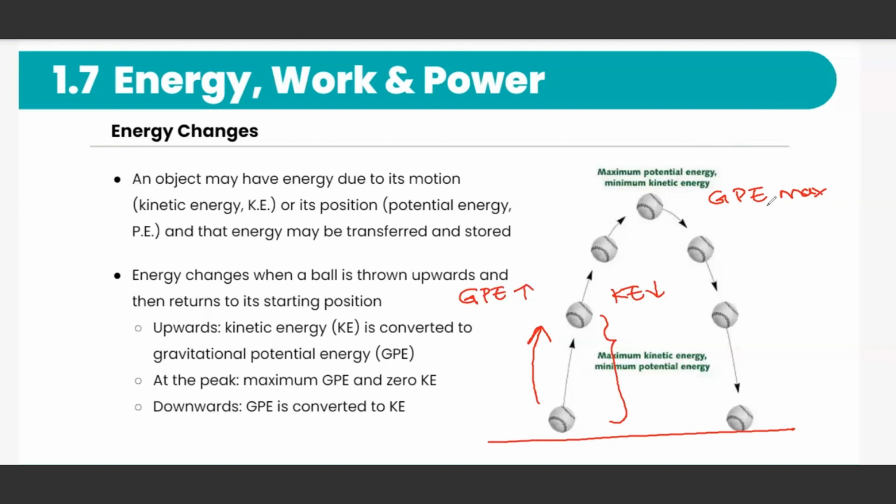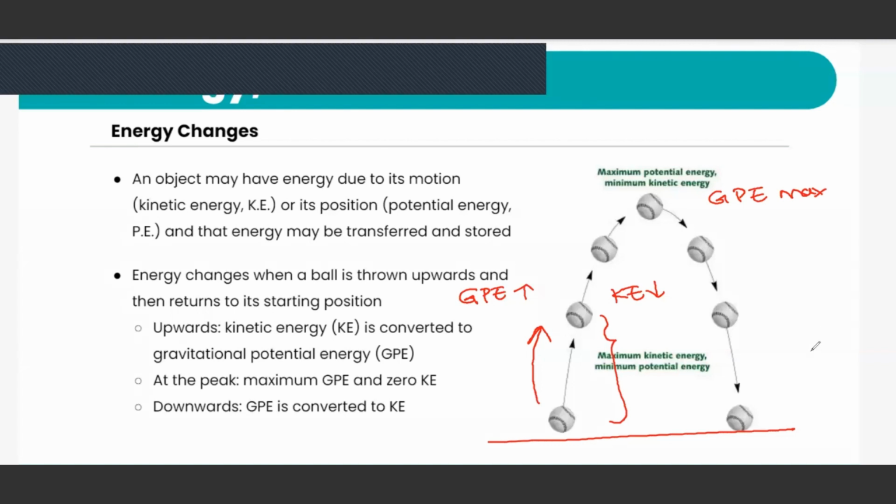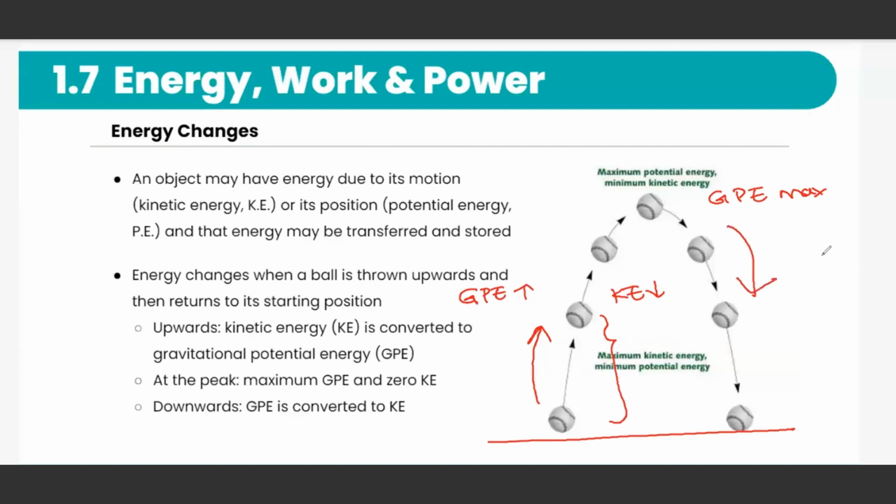And once this happens, the ball will start coming down slowly. Now, the height of the ball reduces while the velocity starts increasing. The ball will start falling down faster and faster. Now, when it's falling down, gravitational potential energy decreases while the kinetic energy increases. Once again, it will come to its original position on the ground where it will have minimum gravitational potential energy and maximum kinetic energy.